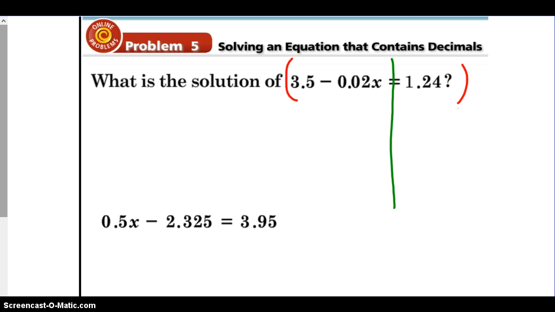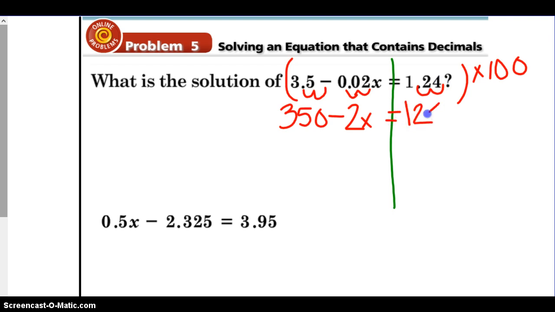If I multiplied everything by 100, and given we don't use the x, but just to show you what's going on here. If I multiplied this by 100, I would have 350. If I multiplied this by 100, I'd have 2x. And if I multiplied this by 100, I'd have 124. And now I no longer have to worry about those gross decimals. And my life is happy.